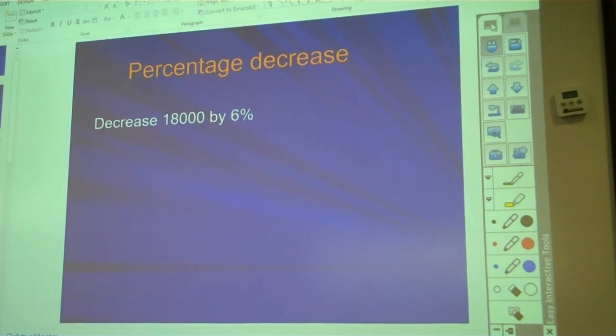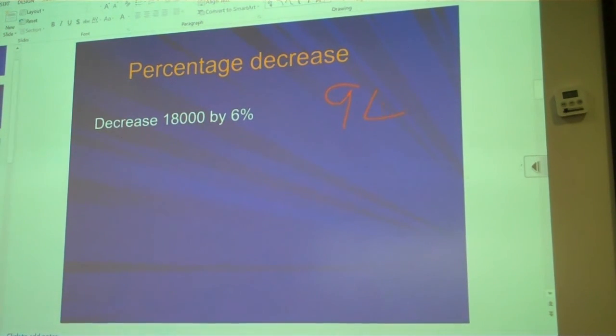Last one to look at before we start trying some ourselves. Decrease 18,000 by 6%. Lucas, what would my new percentage be? So my new percentage that I'm trying to find is 94%. How have you done that? Take 6 away from 100. And that gives me 94.